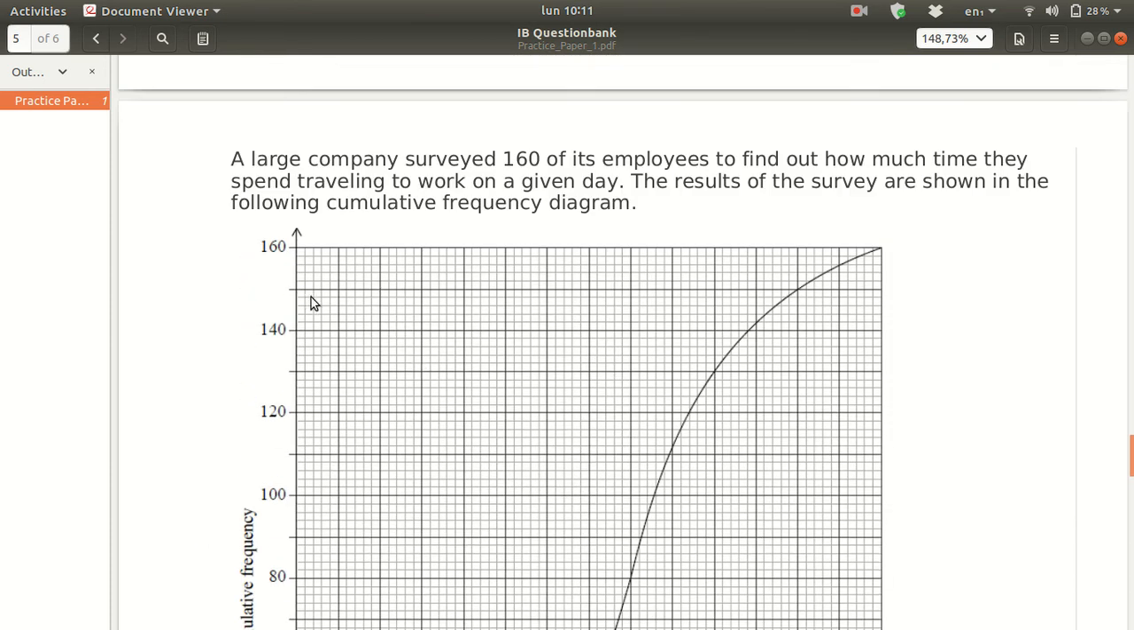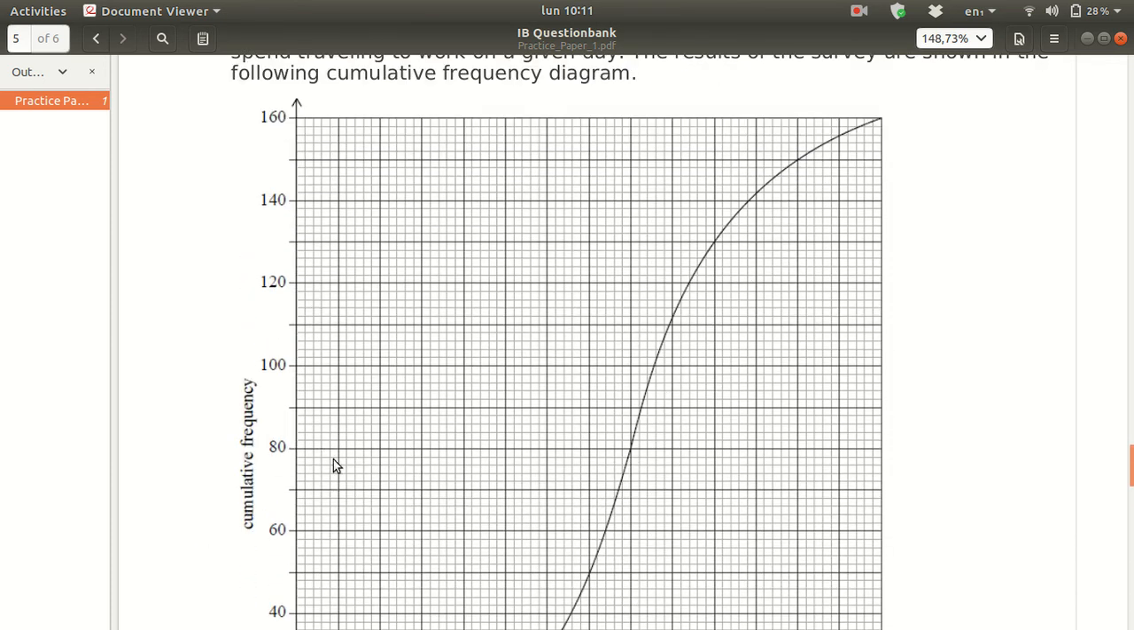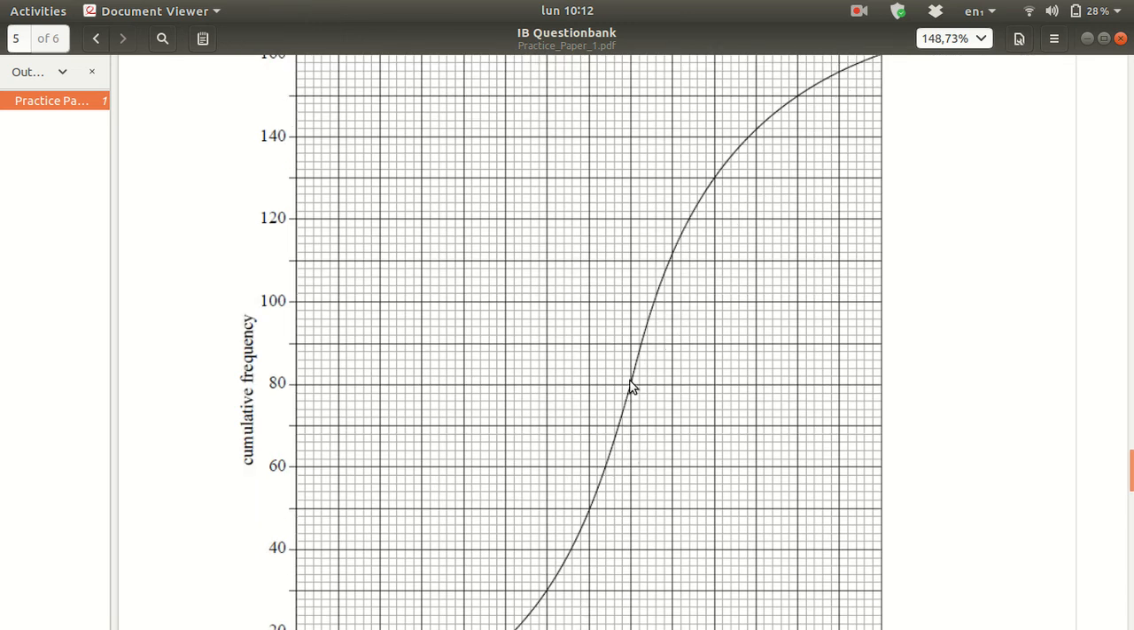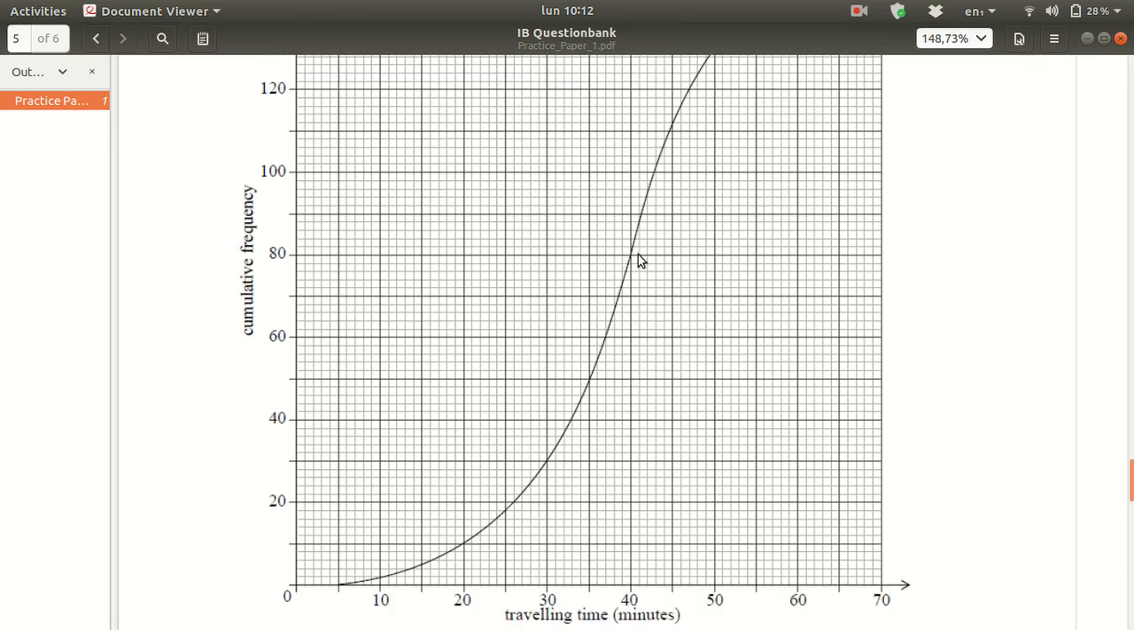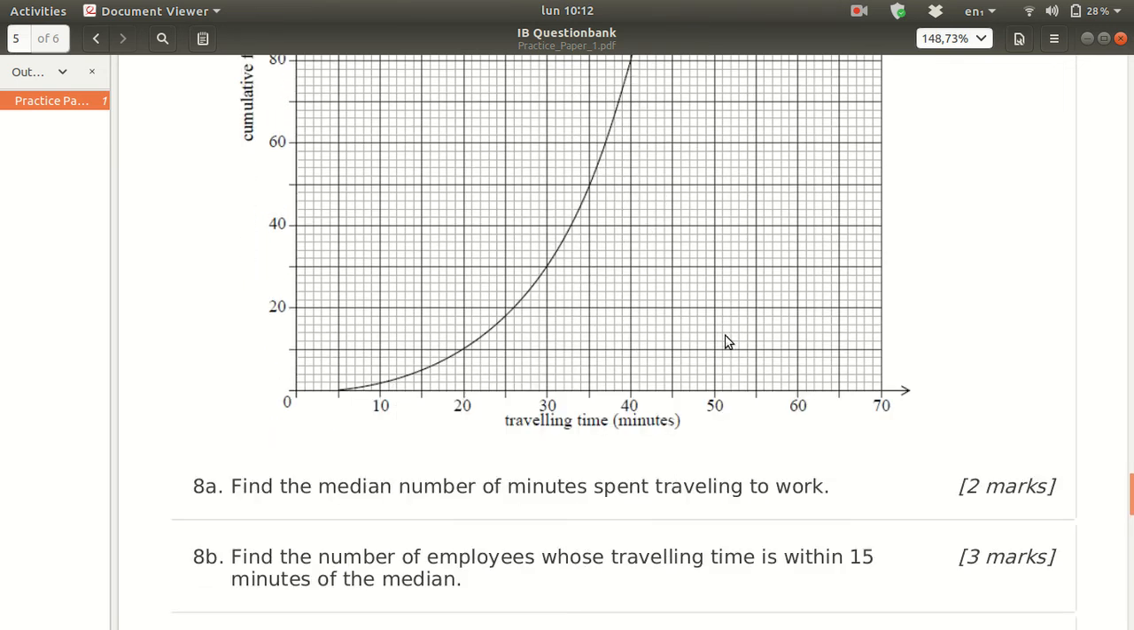It's 160 employees. The median would be 160 times 1/2, which is 80. And 80, if we follow the line, intersects the cumulative frequency right here. So the median number of minutes is 40. Find the number of employees whose traveling time was within 15 minutes of the median.